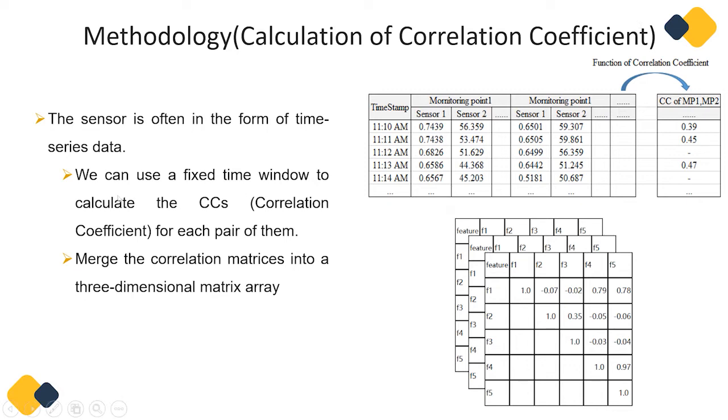Firstly, the sensor data is often in the form of time series data, and we can use a fixed time window to calculate the correlation coefficient for each pair of them. Secondly, we calculate the correlation between the features according to different correlation calculation methods to obtain different time series correlation matrices, and then merge the correlation matrices into a 3-dimensional matrix array, as shown on the right side here.